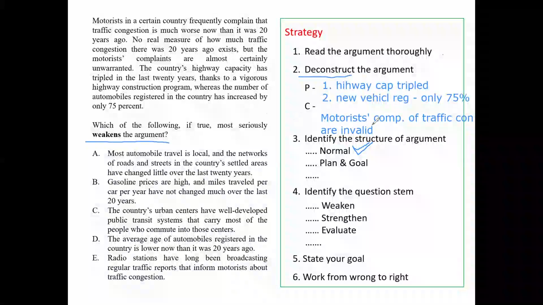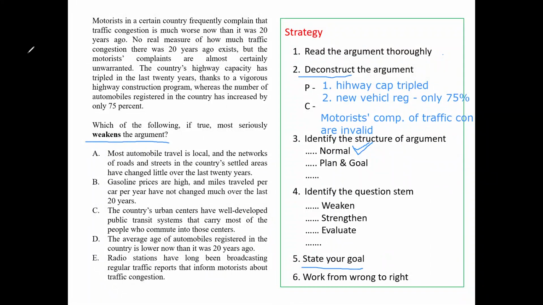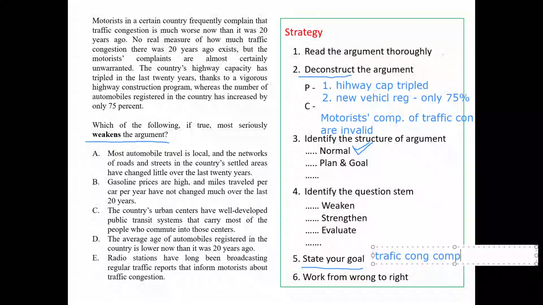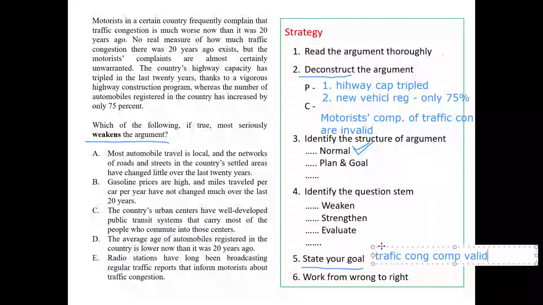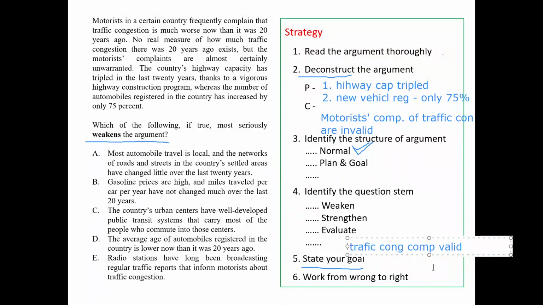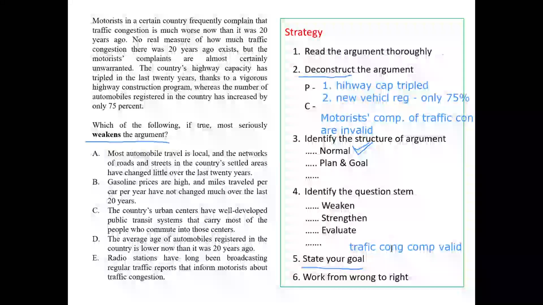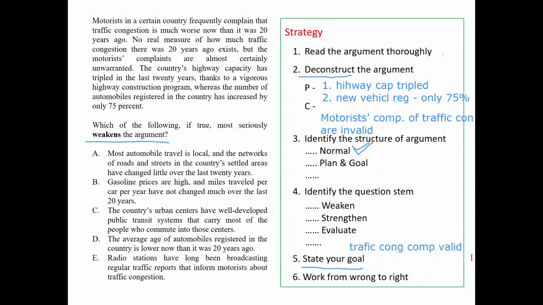So what is the conclusion here? Motorist complaints of traffic congestion are invalid. Now we have to state our goal. What do we have to prove? We have to prove that motorist complaints of traffic congestion are valid. Traffic congestion complaints valid. That's it. So this is what we have to prove. Now we have to find an answer that says that traffic congestion complaints are valid. So can you go through the options and tell me which answer says that?